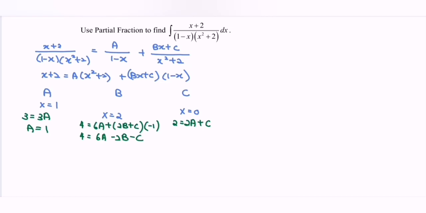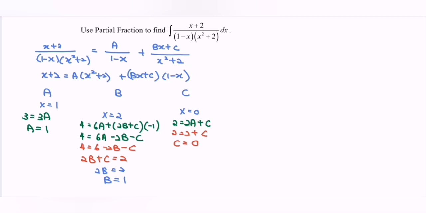Kindly substitute the value A equal to 1. So we have 4 equals 6 - 2B - C. Rewrite: 2B + C equals 2. Substitute into 2 equals 2 + C, so C will be equal to 0. Next, substitute C equal to 0, so 2B is equal to 2 and B is equal to 1. So here we have A equal to 1, B equal to 1, and C equal to 0.